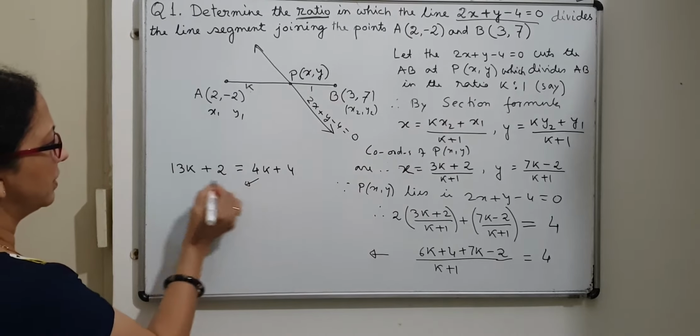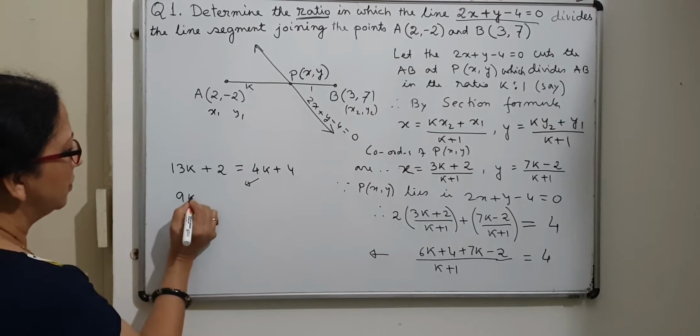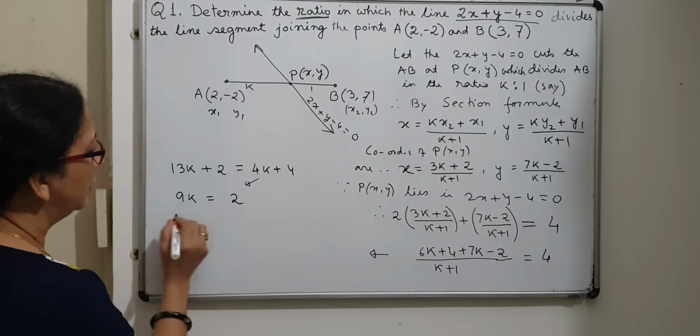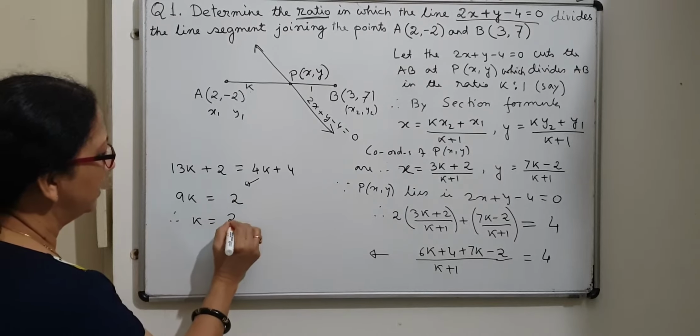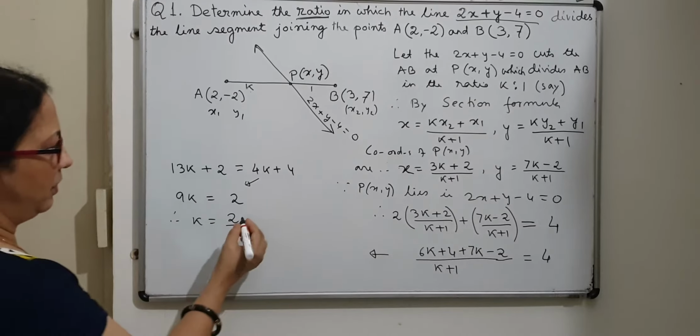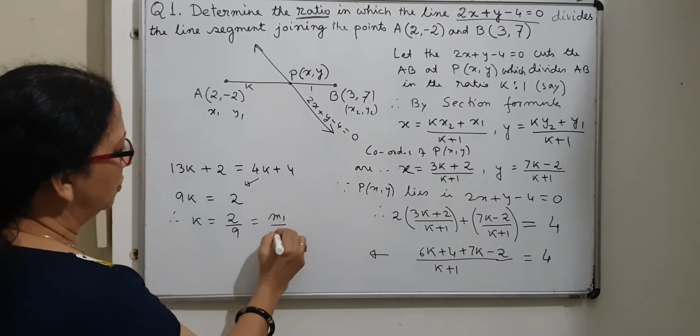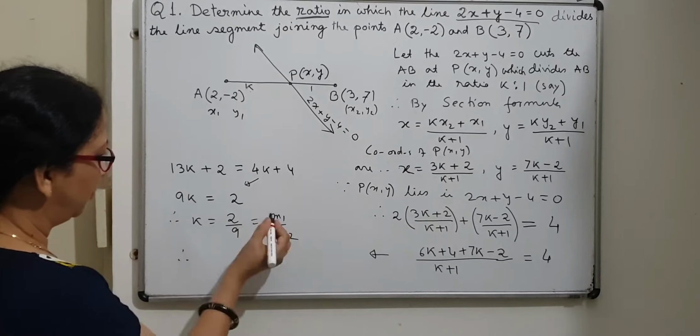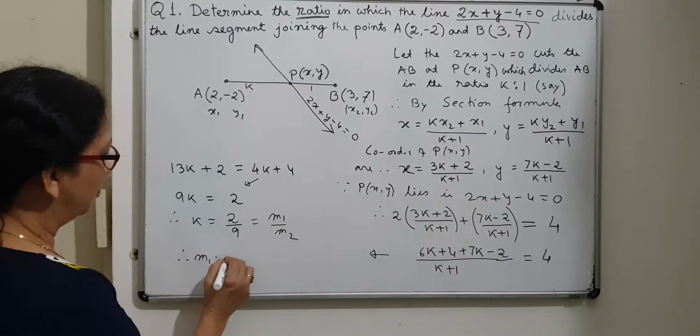Now bring this to this side. 13 minus 4 is 9. So 9k is equal to 4 minus 2 is 2. Therefore k is equal to 2 by 9. And what is k? K is our m1 by m2. Therefore the required ratio m1 is to m2.